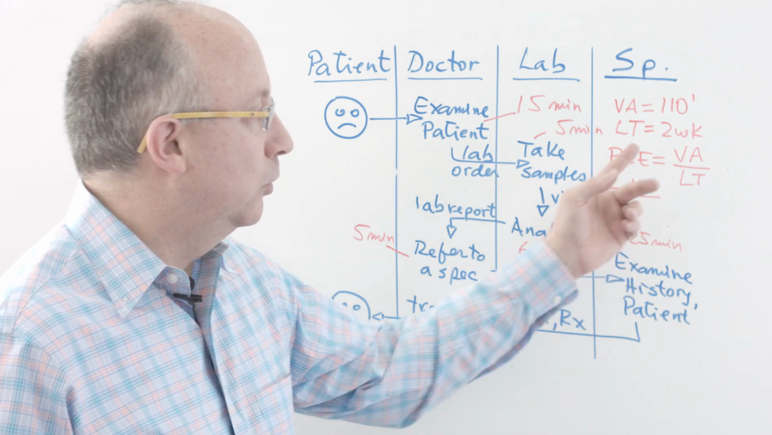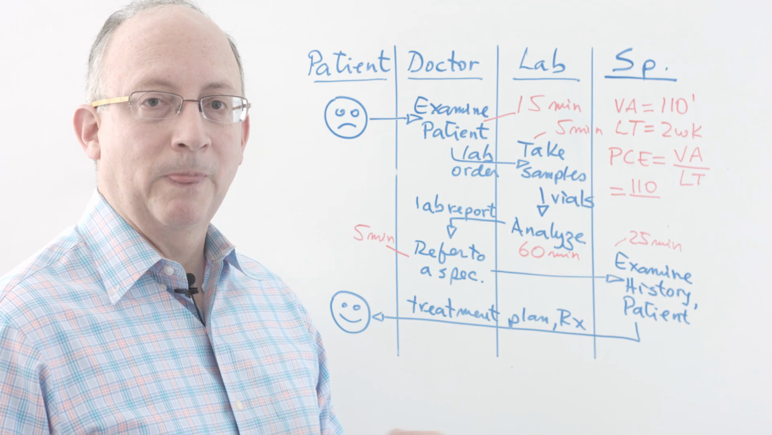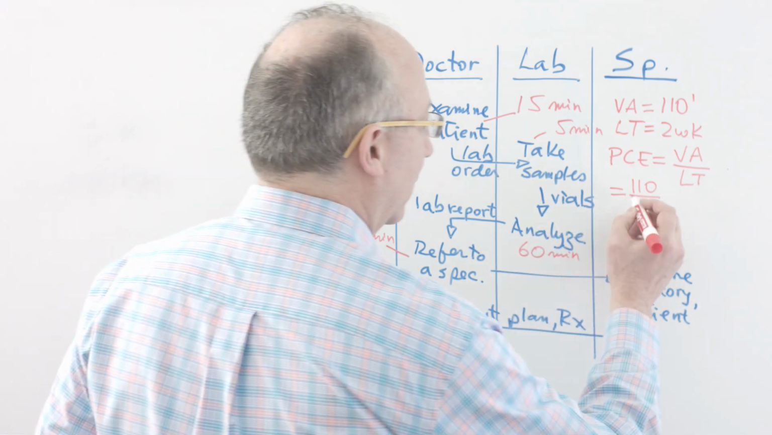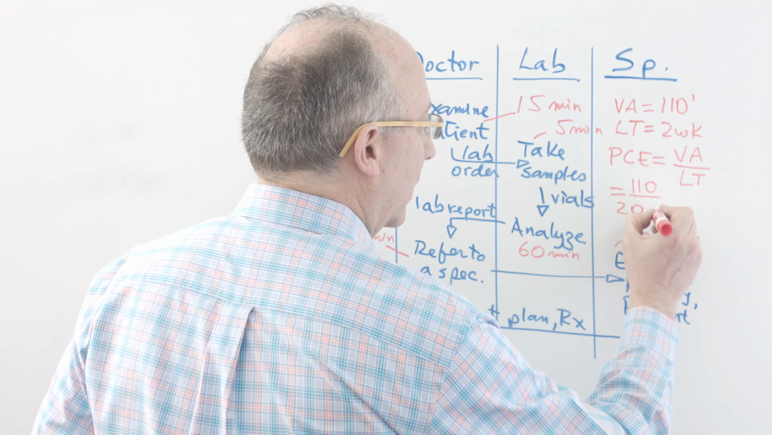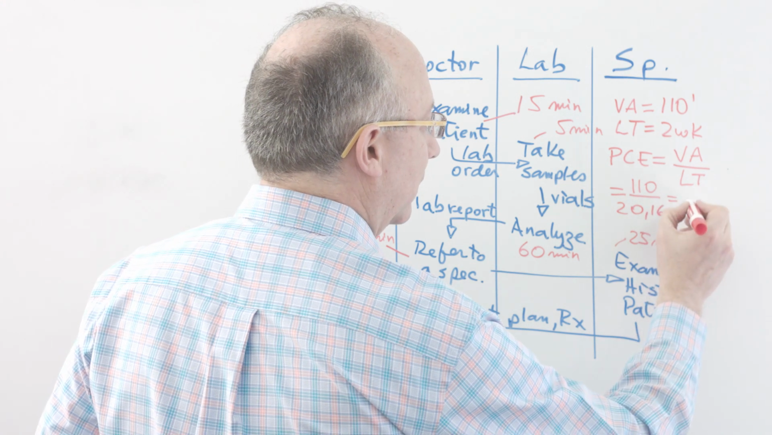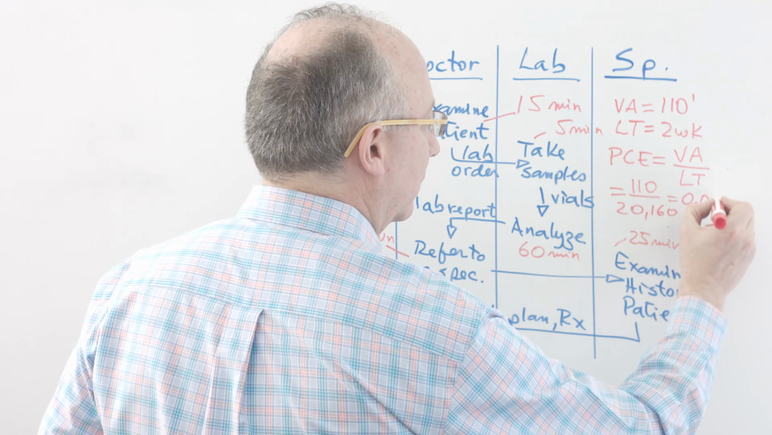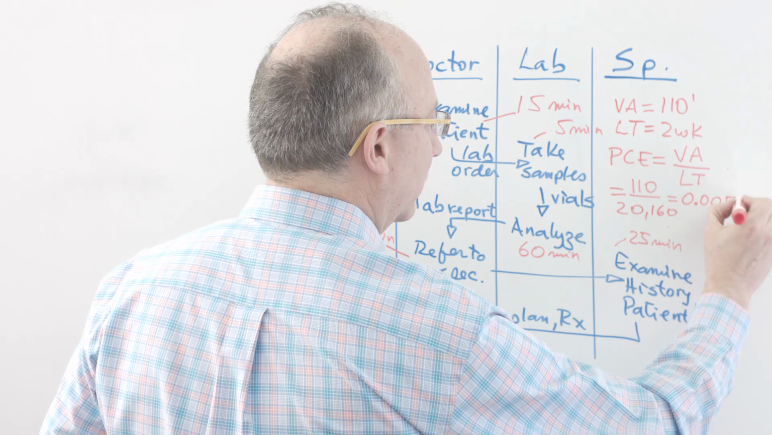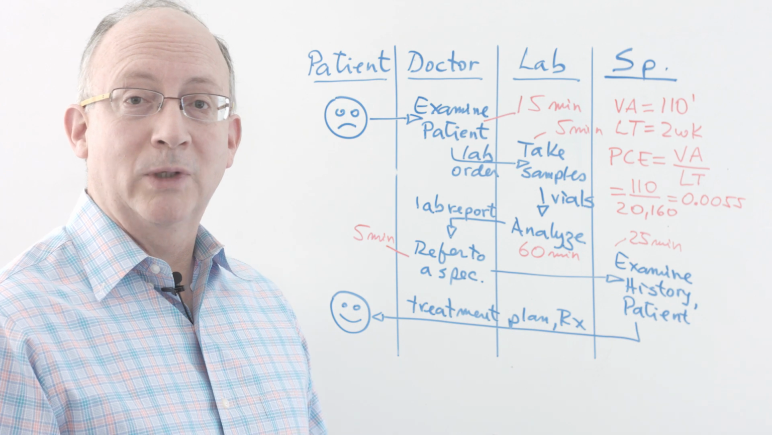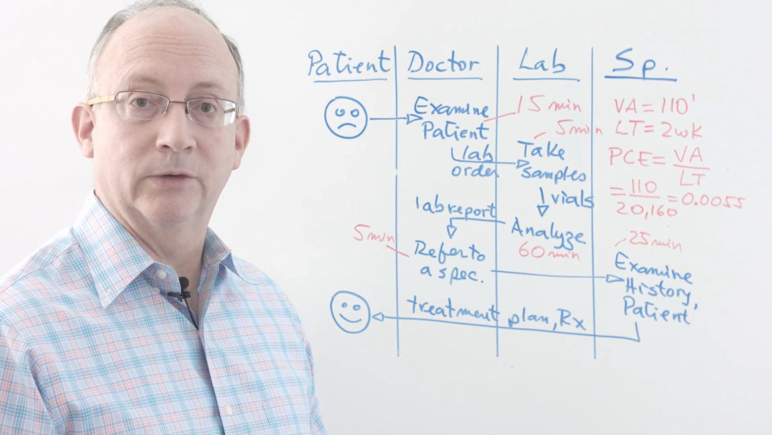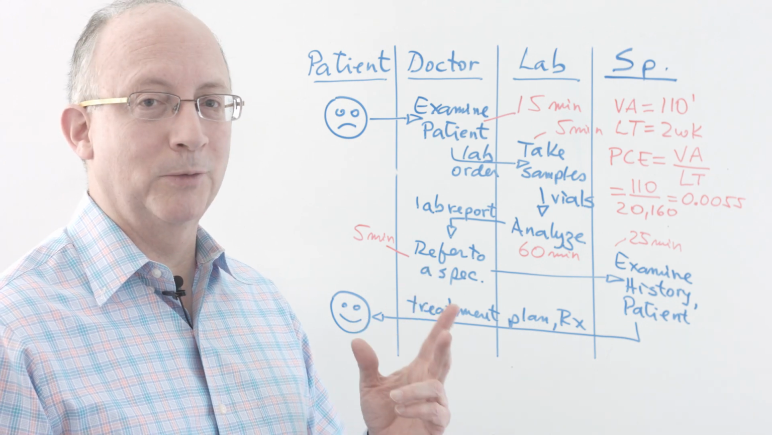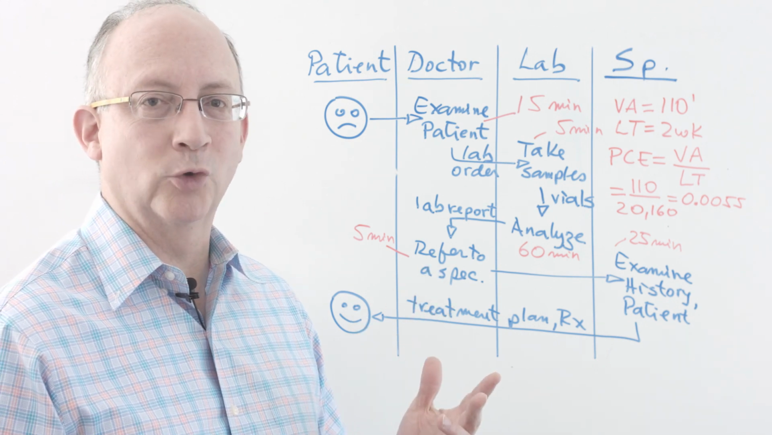So we will take the 2 weeks, multiply by 7 days, by 24 hours, by 60 minutes, and this is going to give us a total amount of 20,160 minutes. And then the ratio of this is going to be 0.0055. And so we see that actually this is a very inefficient process from the point of view of the patient, which is the one that really matters. Not so from the point of view of the doctors, of course, or any of the other resources.